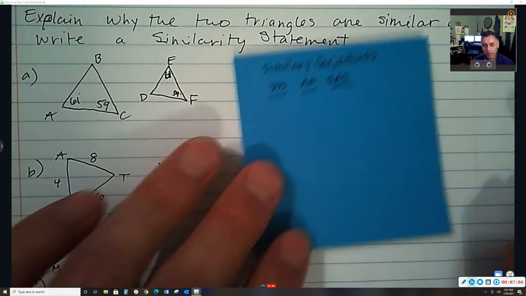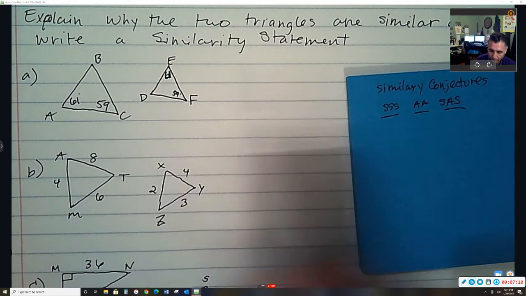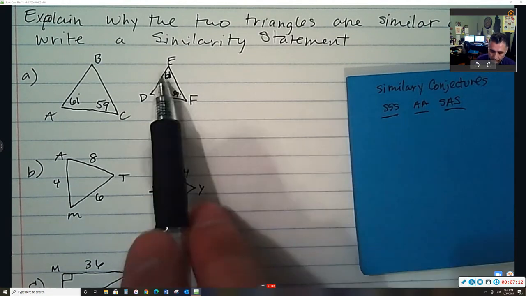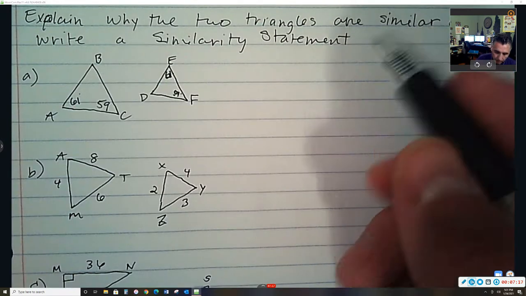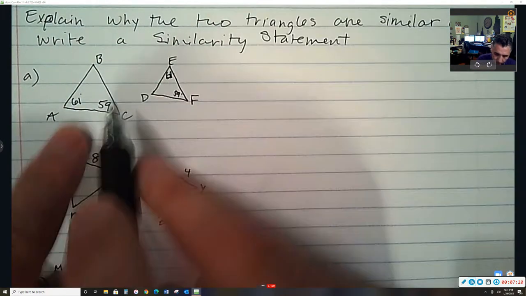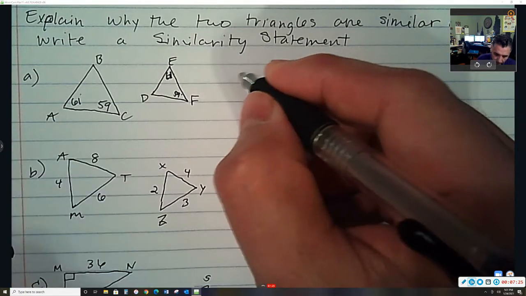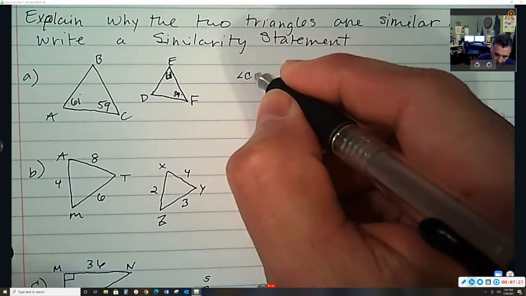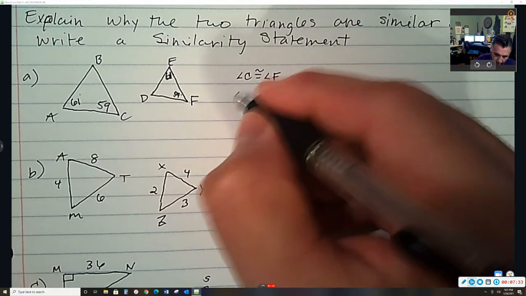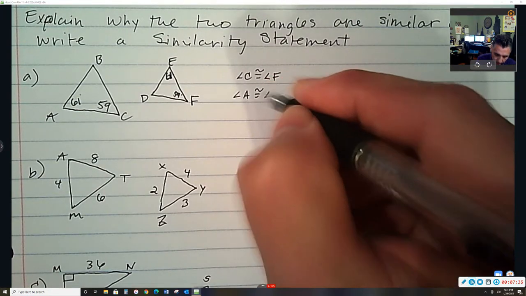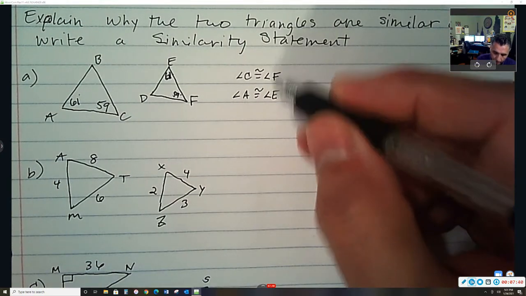If you look at these, see how you have two angles congruent? Well, that's how I know this triangle is similar to this triangle. So we can say, let's go from left to right. This is 59 degrees, that's 59 degrees, so angle C is congruent to angle F. And then that's 61 degrees and that's 61 degrees. So we know angle A is congruent to angle E. So we have two angles congruent.